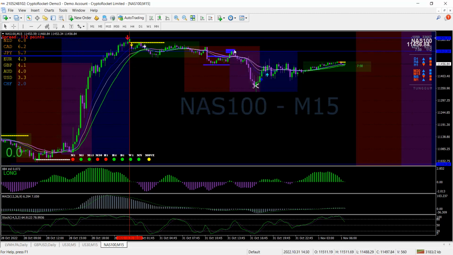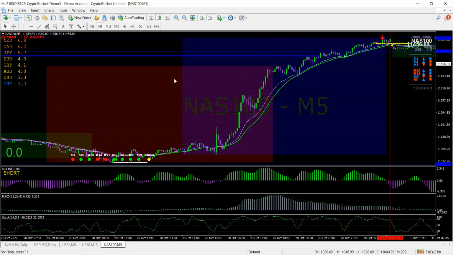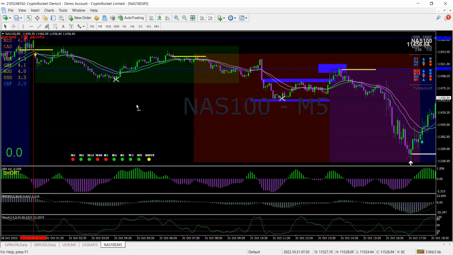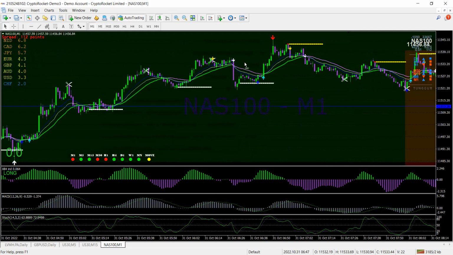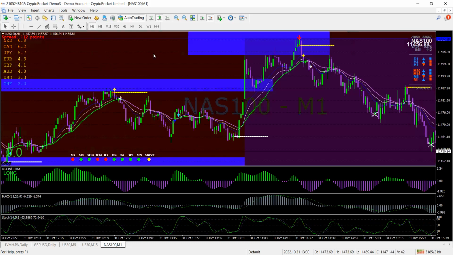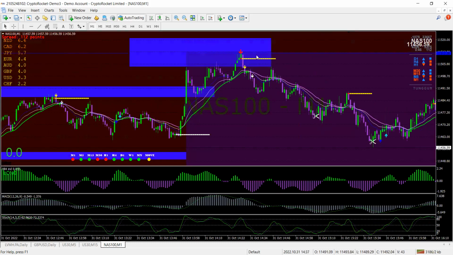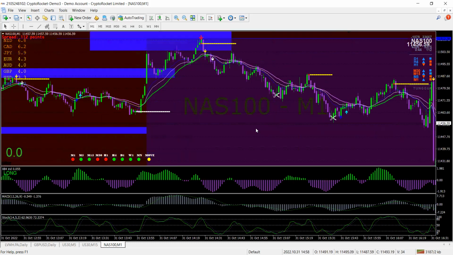Either the resistance line or arrows. Let's go down to the 5 minutes. Resistance line, let's go down to the 1 minute. And we have arrows. This is very on point. This is spot on to US 30. Wow. All right. Same thing, guys.